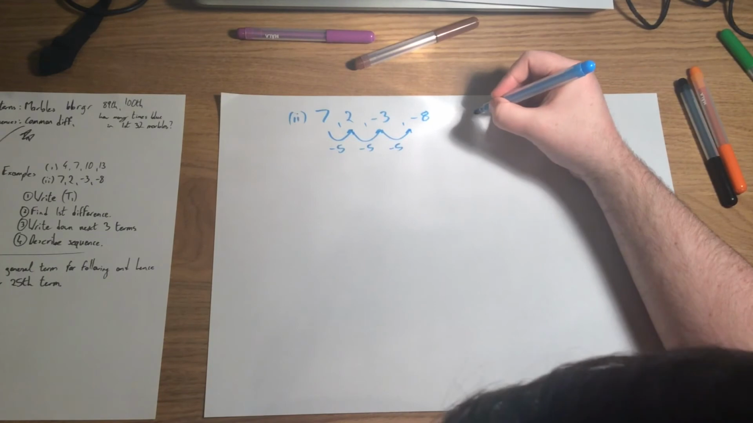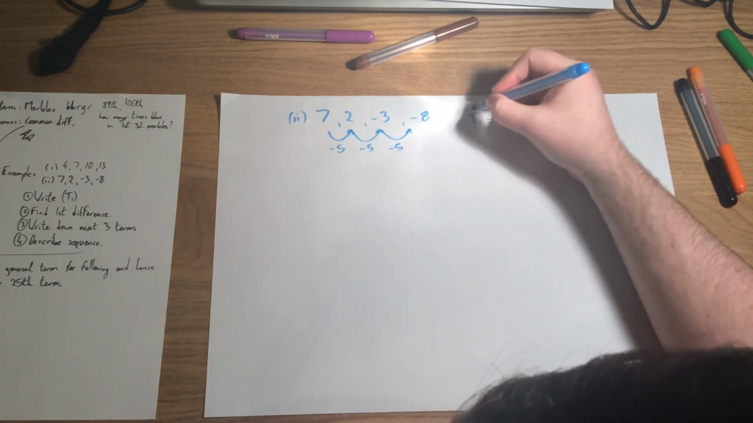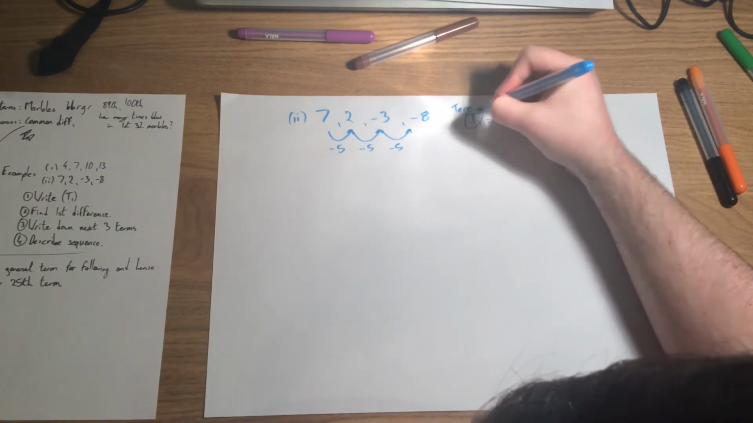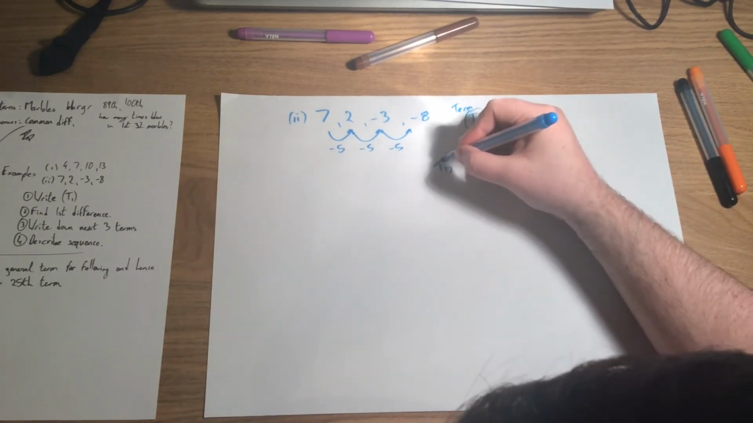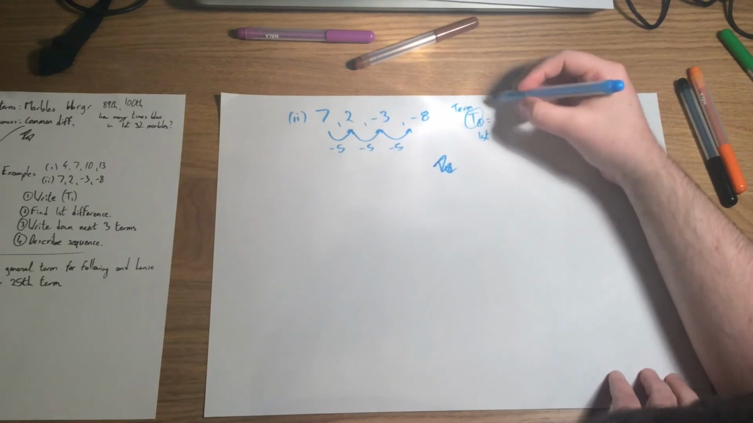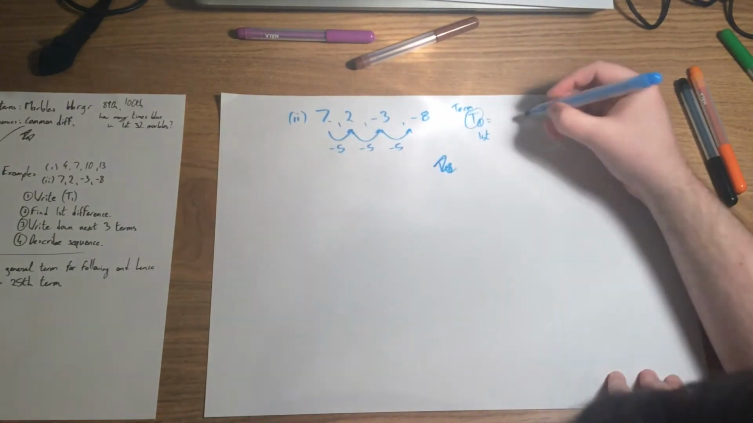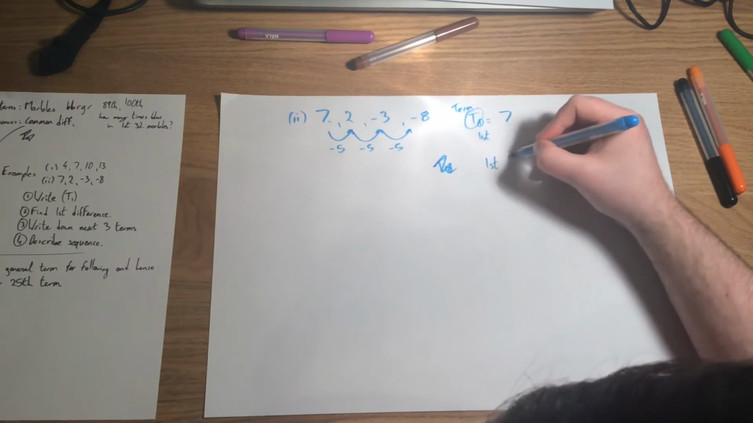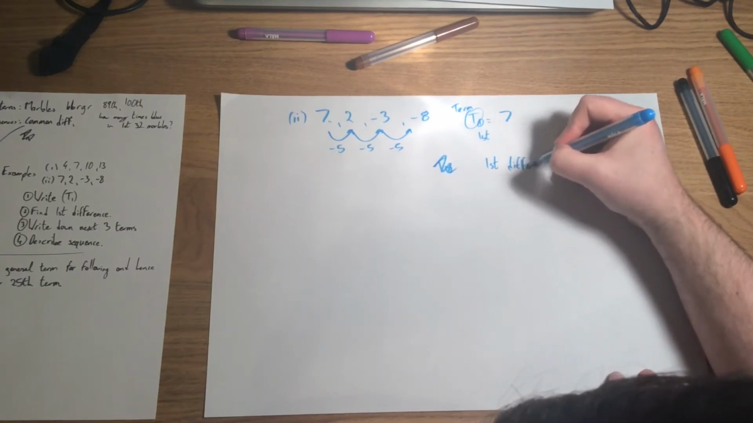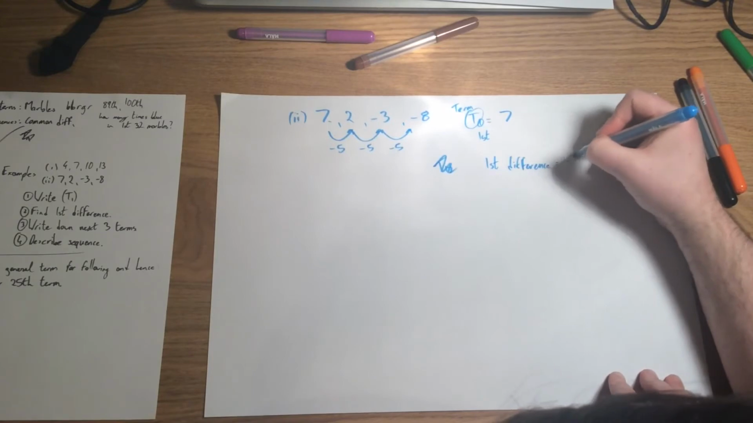So those questions are, write the first term, t of 1. Remember, this is term, this is first. So t of 17 would be the 17th term, okay? So don't worry about that for the moment. So t of 1, the first term, is 7. Then it looks for the first difference. The first difference is equal to minus 5.